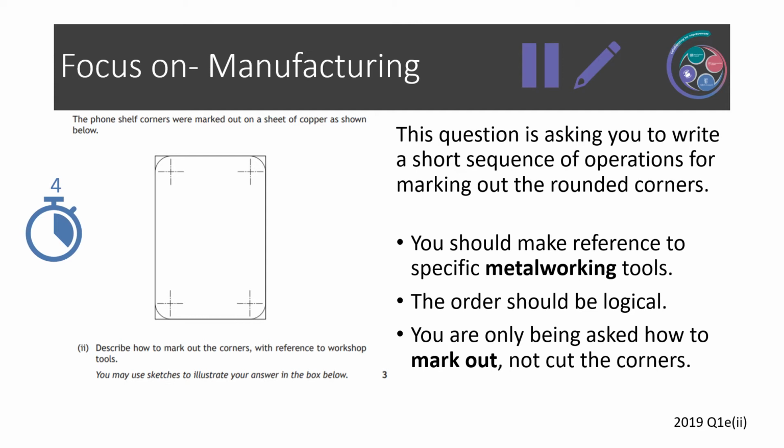So this question is asking you to write a short sequence of operations for marking out the rounded corners. You should make reference to specific metal working tools. The order needs to be logical, and you're only being asked how to mark out, not how to cut the corners. This task should take about 4 minutes. Pause the video now and write down your answer.